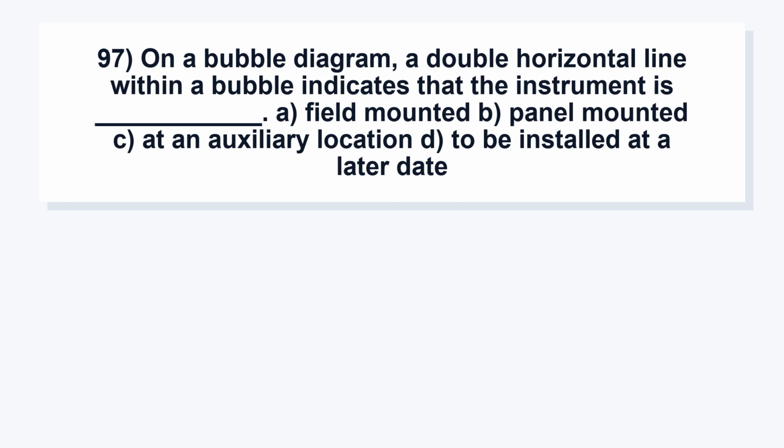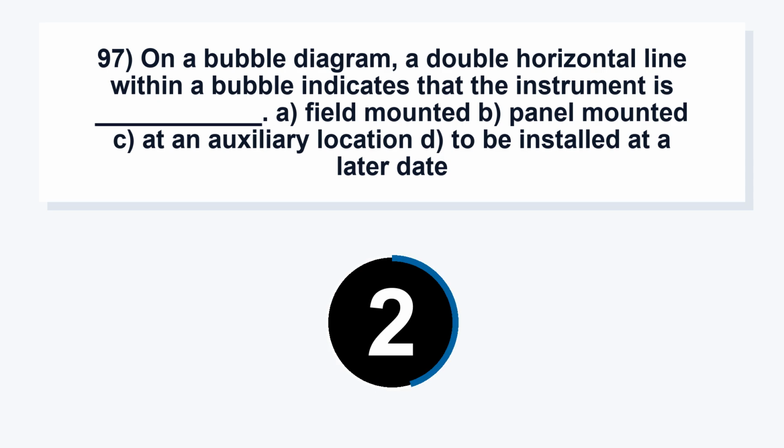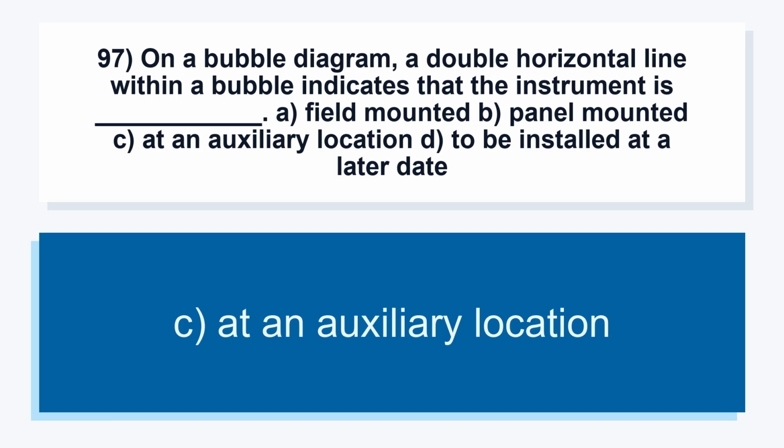97. On a bubble diagram, a double horizontal line within a bubble indicates that the instrument is blank. A. Field mounted. B. Panel mounted. C. At an auxiliary location. D. To be installed at a later date. C. At an auxiliary location.